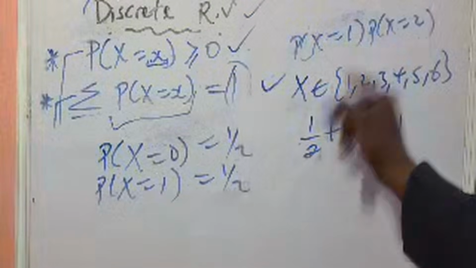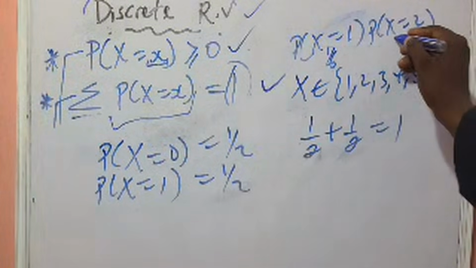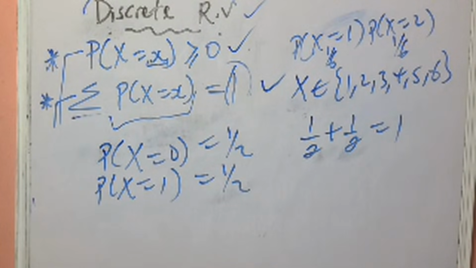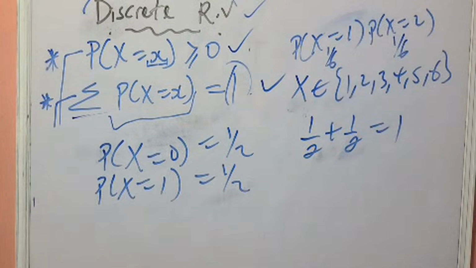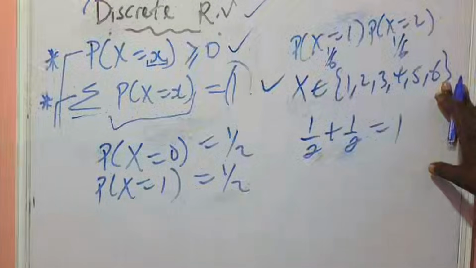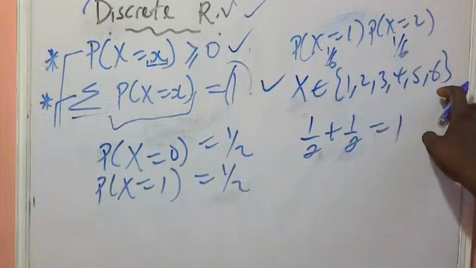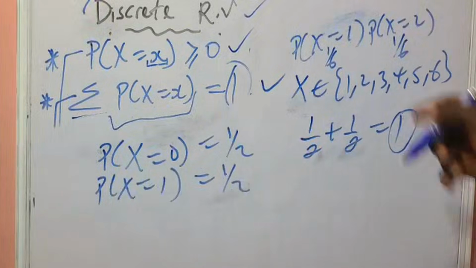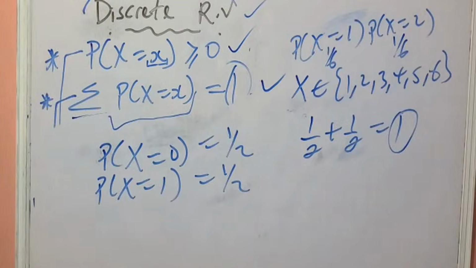the probability of x being 1 is actually 1/6. The probability of x being 2 is 1/6. We have done this before. Now, if you add all these probabilities, 1/6 plus 1/6 plus 1/6 plus 1/6, if you add all the 6 different probabilities for each of your random variable values, you will still get the value 1. That means the tossing of a die is a discrete random variable.